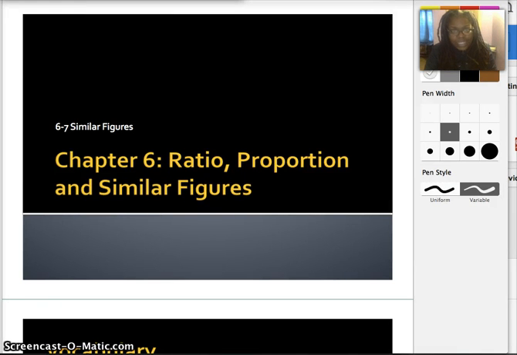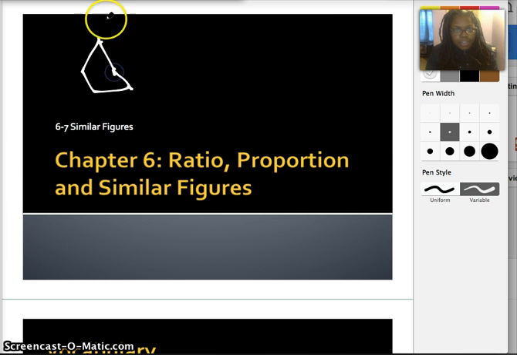Hey friends, we are in chapter 6 and we're talking about ratios, proportions, and similar figures. Section 6.7 deals specifically with similar figures. What are they? Before we get started, I'd like to just draw a little quick geometric figure like that.